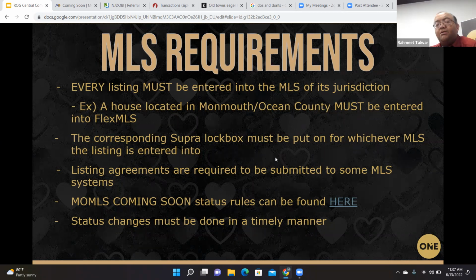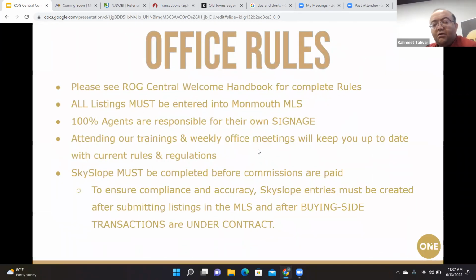We're going to talk about SkySlope a little bit on the next slide. Okay, so for the office rules, when you all were onboarded, you should have received the welcome handbook. This is the rules and regulations for the office. I'm not going to dive into the entire thing today, but please take a look at that. If you need a copy of it, reach out to us and we'll send you a copy.